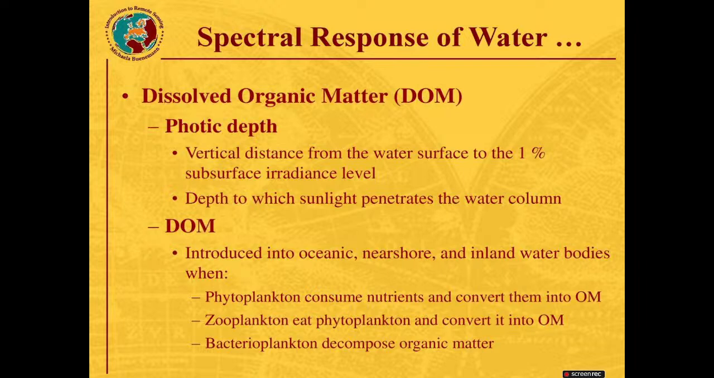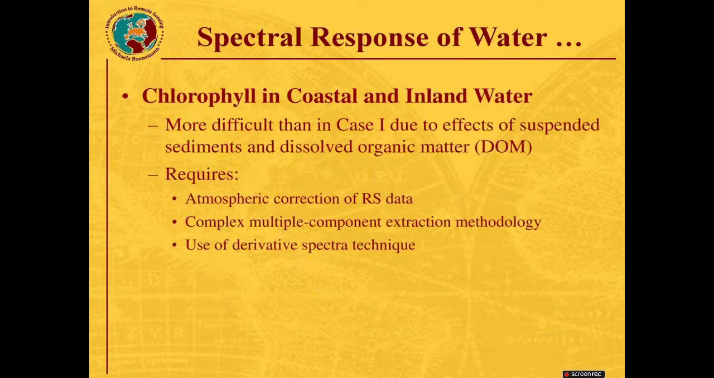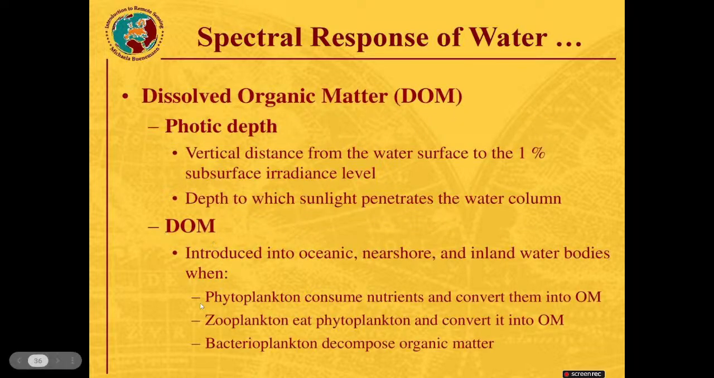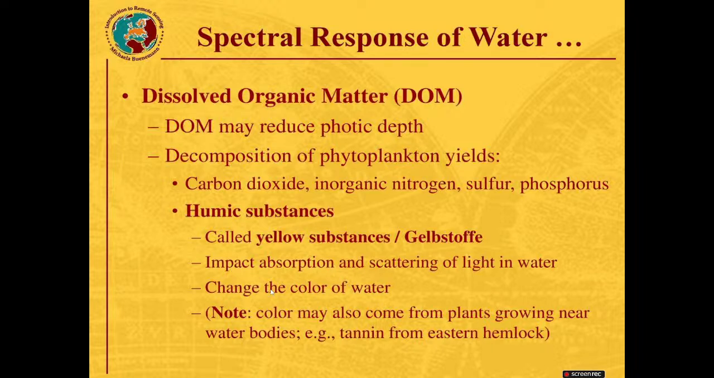In oceanic, nearshore or inland water bodies, phytoplankton consume the nutrients and convert them into OM. OM means organic matter. Okay, phytoplankton consume different types of nutrients and convert them into organic matter. Zooplankton eat the phytoplankton and convert them into organic matter. And bacterioplankton decompose organic matter. So this is the DOM, dissolved organic matter. Okay, we can create dissolved organic matter through these three processes. Dissolved organic matter may reduce the photic depth, as well as decomposition of the phytoplankton produces carbon dioxide, organic nitrogen, sulfur, phosphorus, as well as humic substance called yellow substance. Okay, all of the different organic or inorganic matter will be produced this way.